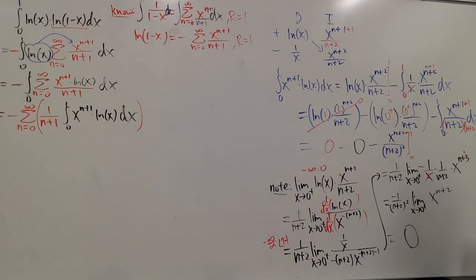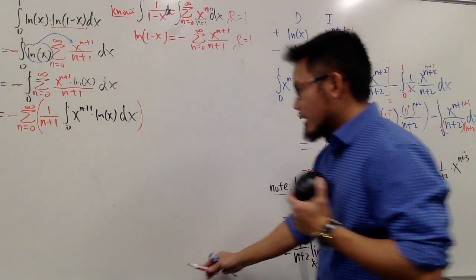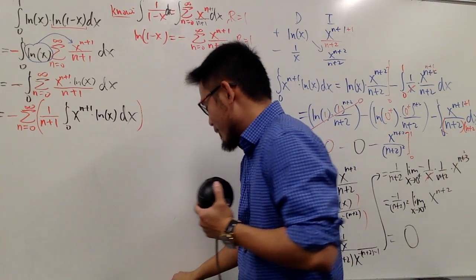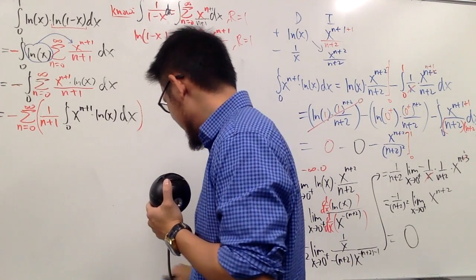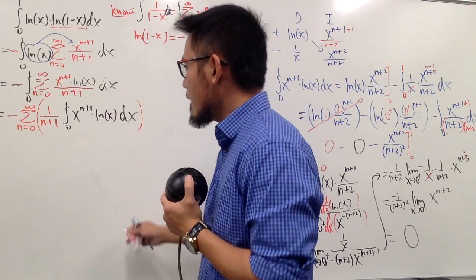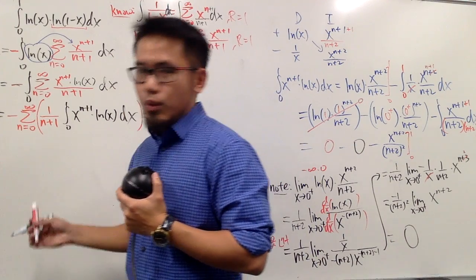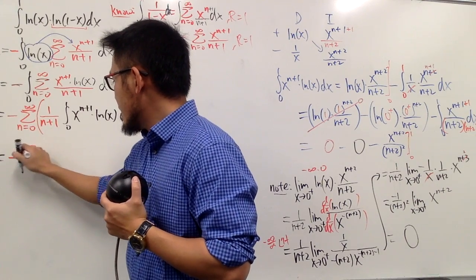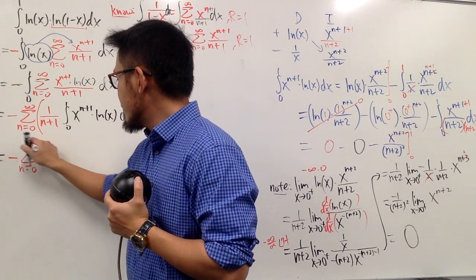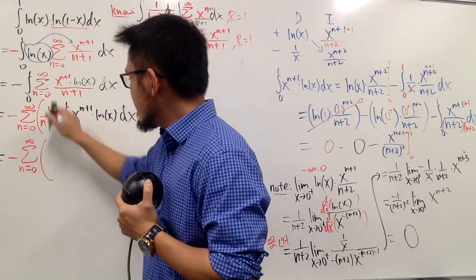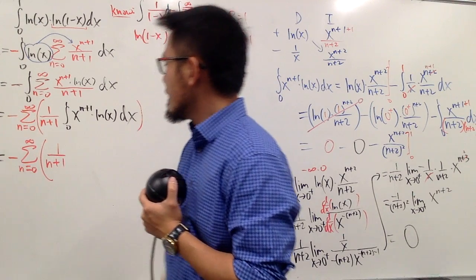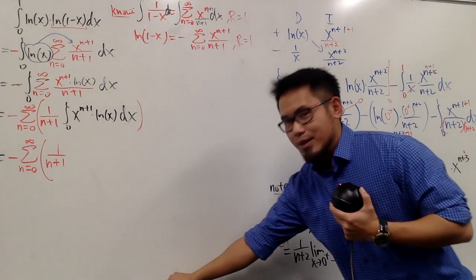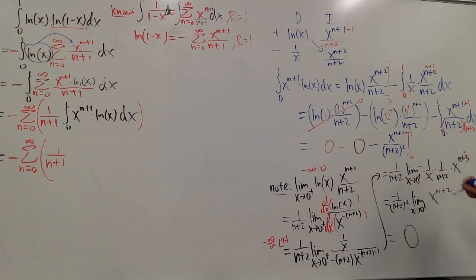I know I don't have enough space anymore, but I'll just come back here to do my work. Why do I want to spend my time over there, right? So now here is the deal. This is equal to, here's the equal sign, negative summation, n goes from 0 to infinity, and then parentheses, this is 1 over n plus 1. And this part, I think I'll still do this because I need more space, you will see.